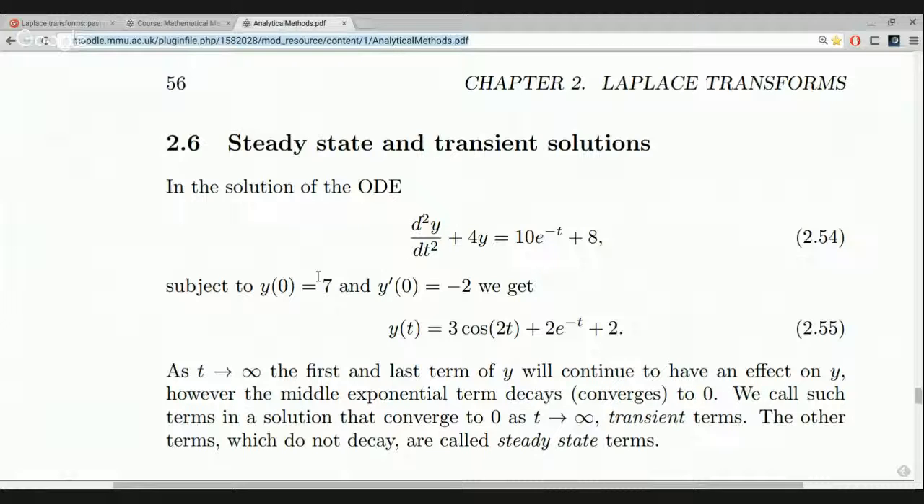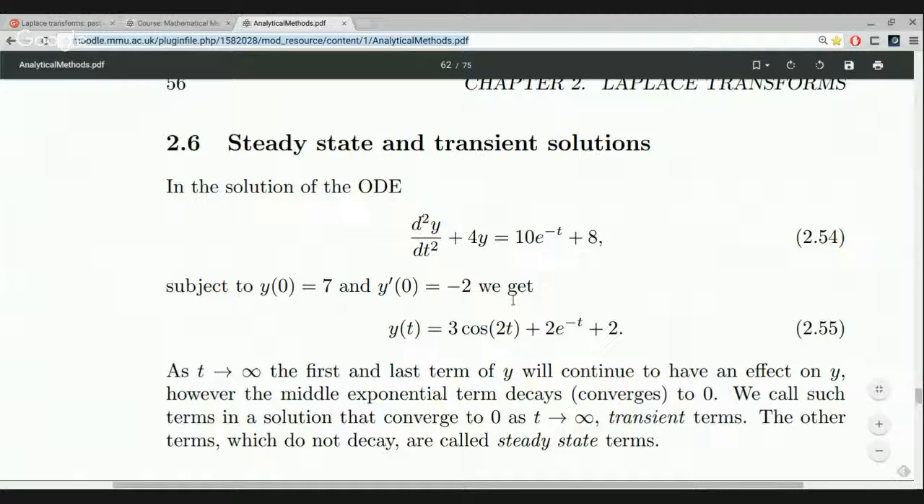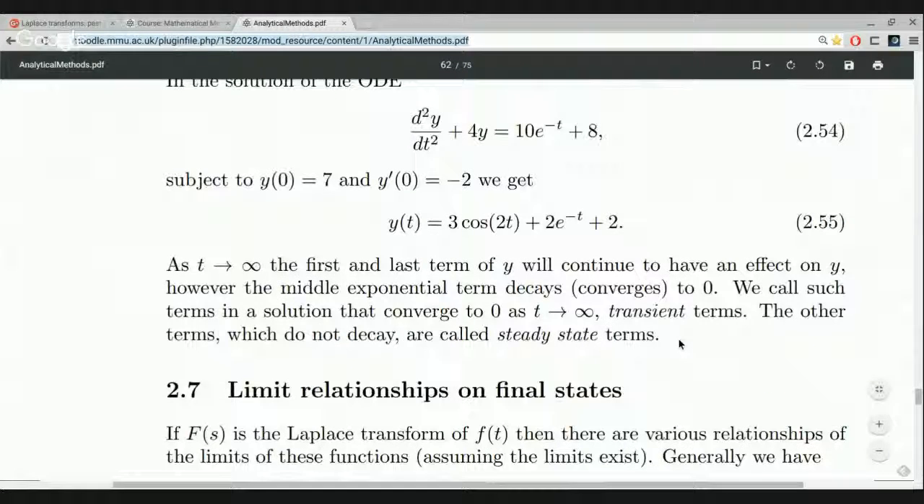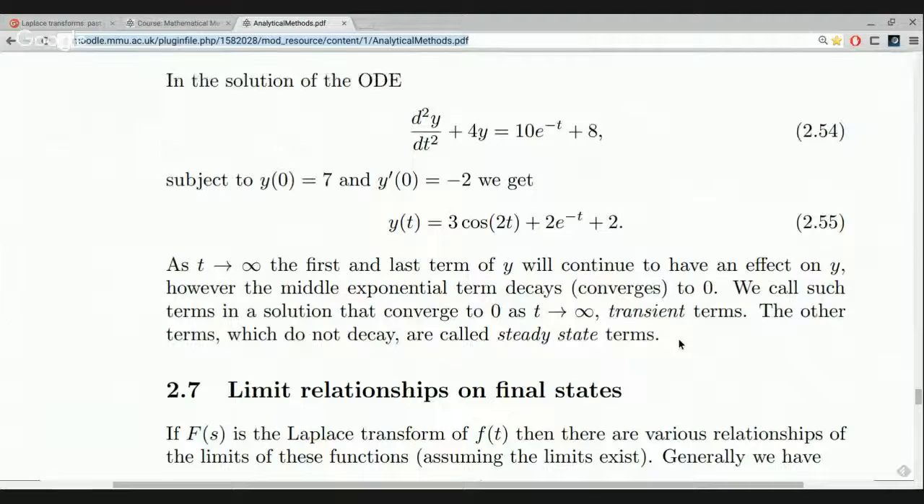Its effect is always there, but its effect diminishes over time and goes to 0 over time. So we call that transient. Transient, something that doesn't stick around, so to speak. The other terms, 3 times the cosine and the constant term 2, they can be termed steady state. They represent a kind of steady state part of the solution.